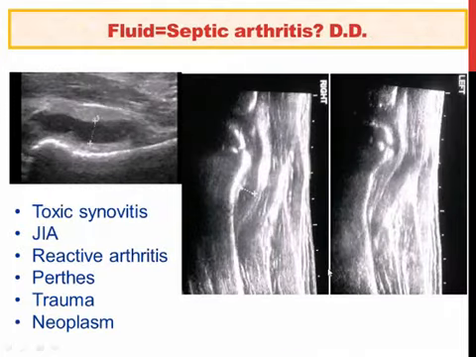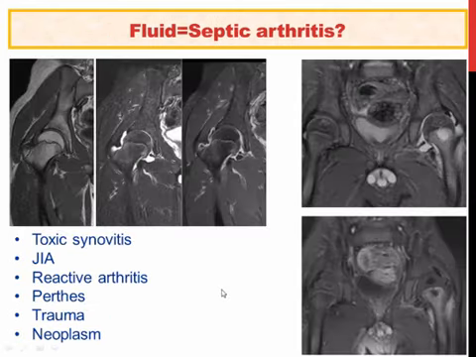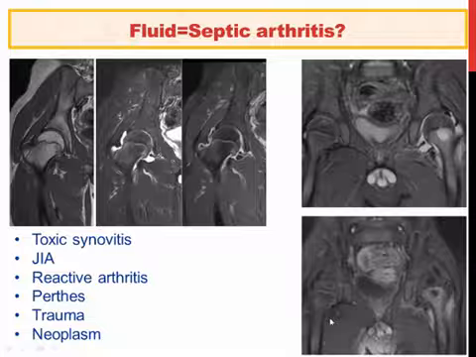On ultrasound, your normal hip will have this echogenic line between the non-bulging synovium. That means that the synovial folds are kissing each other, and if there's fluid, then you will have anechoic fluid, or sometimes it will be echogenic, and you will have bulging of the capsule. Differential diagnosis is large, and even on MRI with an enhancing synovium, you cannot tell whether this is septic arthritis or not. This was toxic synovitis, and this was reactive arthritis due to underlying osteomyelitis.